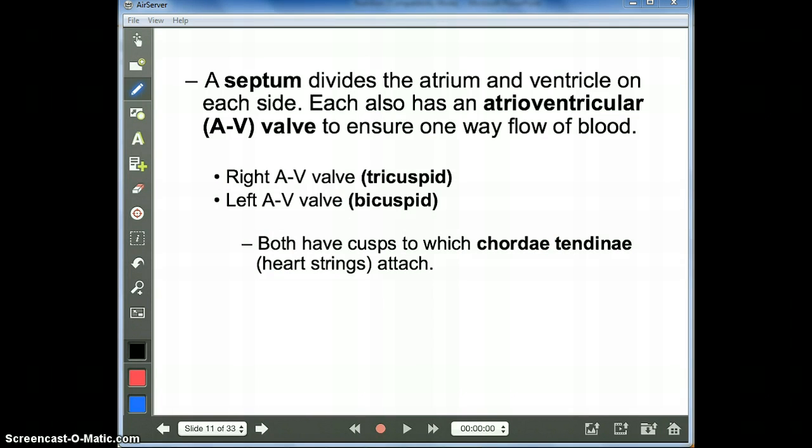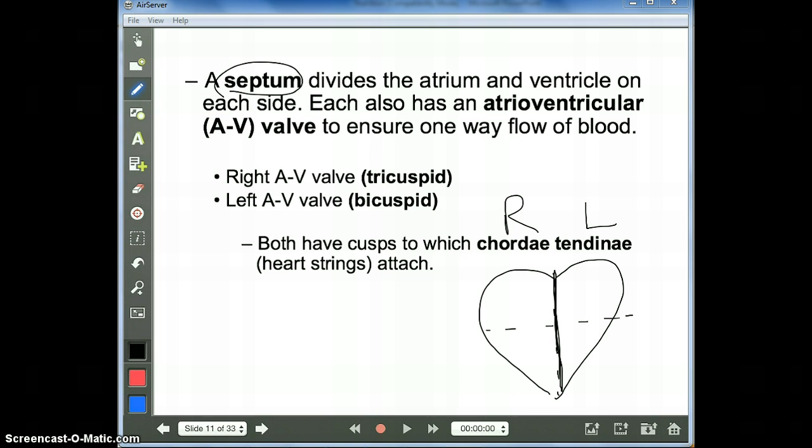So we mentioned already the septum. The septum is going to help keep the right and the left side of the heart separated out. So if I'm just going to do a quick heart diagram again, we have our separation point. Right in the middle here, this line I'm drawing there is the septum. That keeps the right side separated out from the left side.